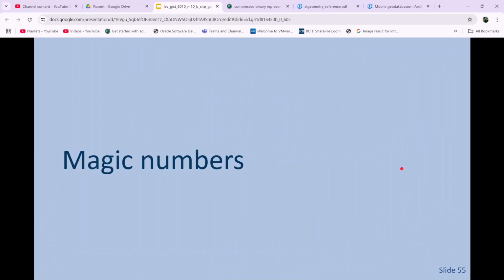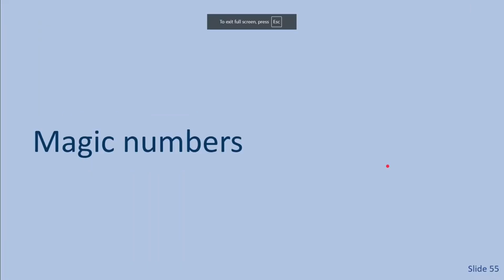Switch gears here and we'll talk about magic numbers. We've seen examples of magic numbers through various slides. So we saw that the shapefile has a magic number and that the OGC GeoPackage header has a magic number in it as well. So this concept of a magic number early in a record's header is where you state, hey, I'm a shapefile, right? Or, hey, I'm an OGC GeoPackage binary blob.